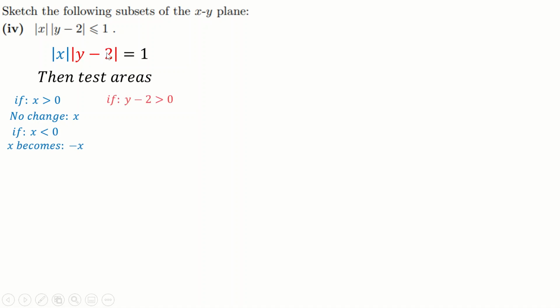Now the same thing with here. If y minus 2 is greater than 0, which happens when y is greater than 2, then I leave it. If y minus 2 is less than 0, which happens when y is less than 2, then I change this to be a minus y plus 2.